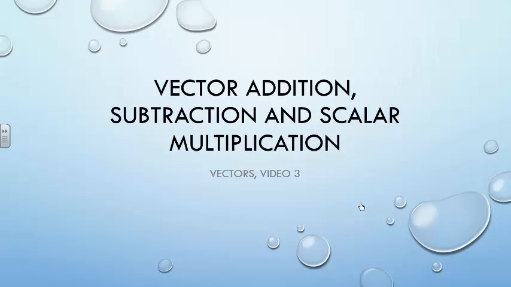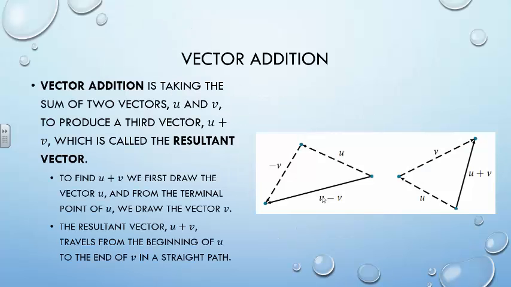This third video on vectors deals with vector addition and subtraction and scalar multiplication. Vector addition is taking the sum of two vectors, in this example called u and v, to produce a third vector, u plus v, which is called the resultant vector.